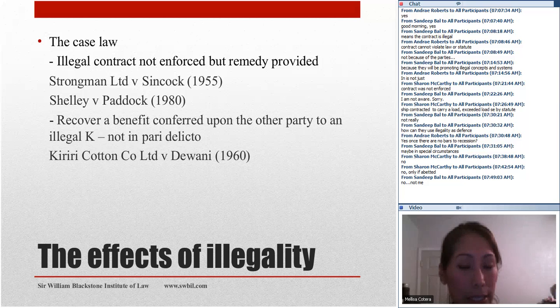So here, in these two cases, the court was able to provide the innocent party with a remedy, although it didn't enforce the illegal contract. Okay, remember in the first case, Strongman Limited, the builders could get damages not because of the contract, but because of the collateral undertaking of the defendant to get the necessary licenses. And in the second case, the plaintiff could recover because of the defendant's fraud. She was entitled to damages for the defendant's fraud. Okay?